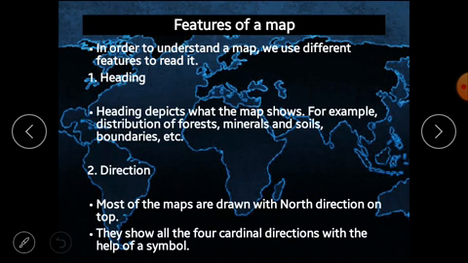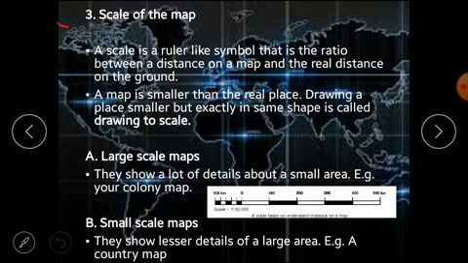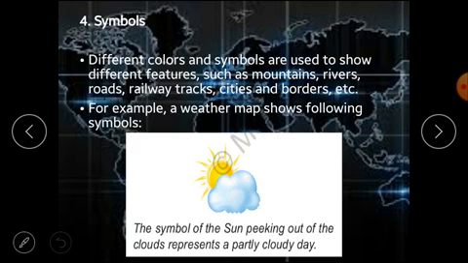We will discuss the features of a map. What all features does a map have? Different features on a map help us read and understand a map. These features are heading, direction, scale, and symbols.